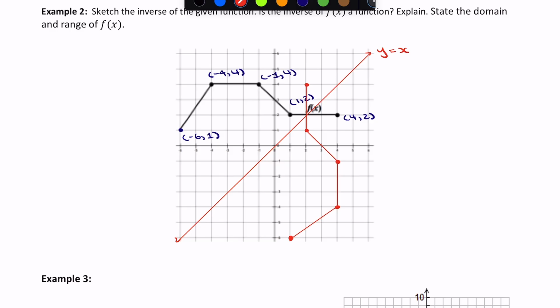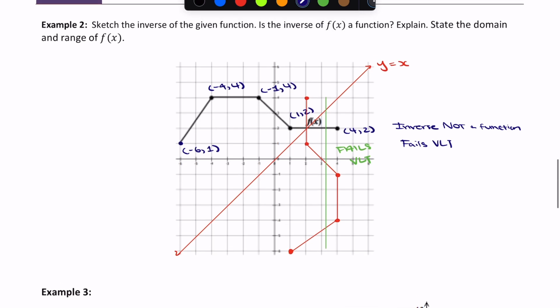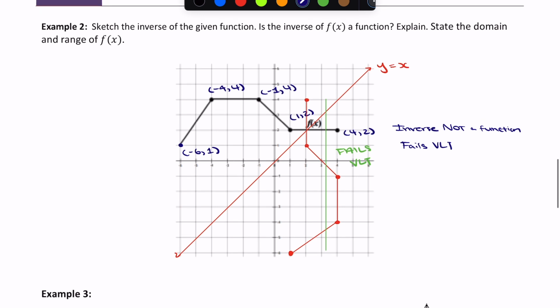it'll look like this. And what we notice here is that, again, it does reflect across the line y is equal to x. However, if we apply our vertical line test, you see that it fails the vertical line test, which means that the inverse is not a function. Inverse, not a function, fails vertical line test.